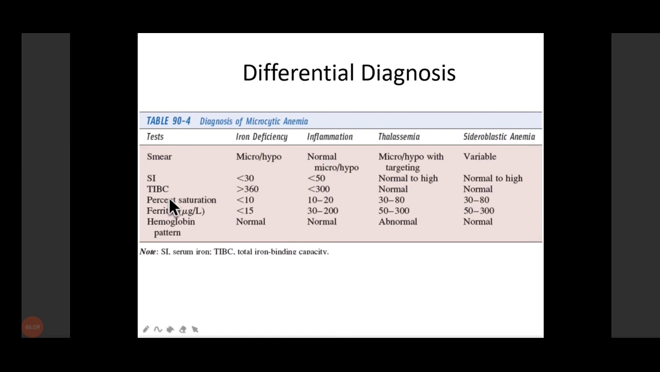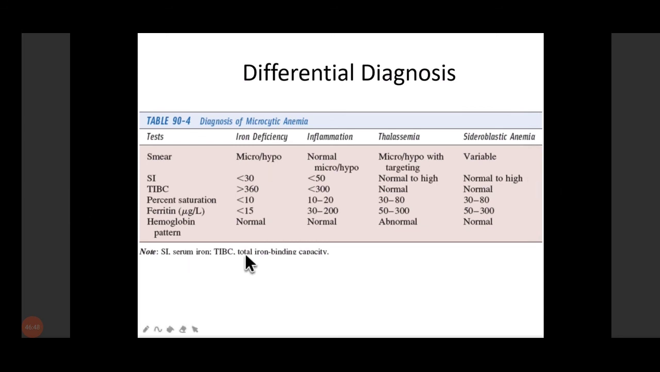The serum iron is less in iron deficiency anemia. In inflammation also it's less, and it's normal or high in sideroblastic anemia and in thalassemia. Total iron binding capacity, however, is less in anemia of chronic disease. It's normal in sideroblastic anemia and in thalassemia. Percentage saturation is less than 10%, and ferritin, the storage form of iron, is less than 15. However, it is 300 to 200 in thalassemia, and in the other it is very high.